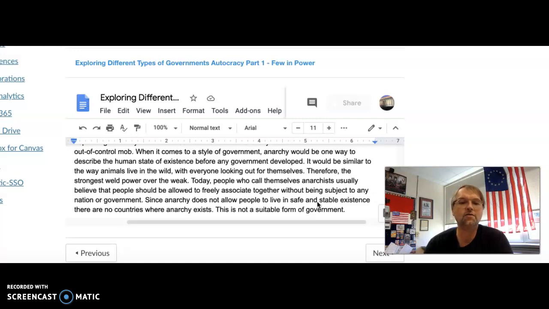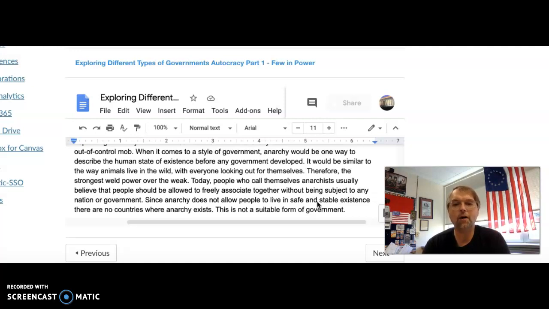When it comes to a style of government, anarchy is the only way to describe the human state of existence before any government is developed. So, in other words, there is no government. Everybody has power, and it would be similar to the way animals lived in the wild, with everyone looking out for themselves. Therefore, the strongest wield power over the weak.